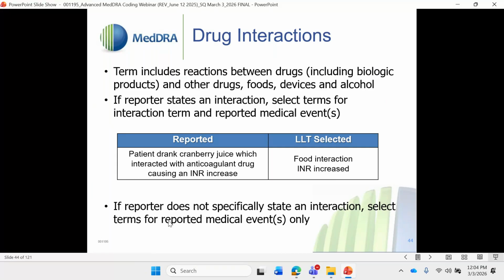Okay, so if a reporter does not specifically state an interaction, don't assume. If it said the patient drank juice, he was taking an anticoagulant drug, and his INR increased, don't assume there was an interaction unless they say so. If the reporter does not specifically state an interaction, just code the medical event.